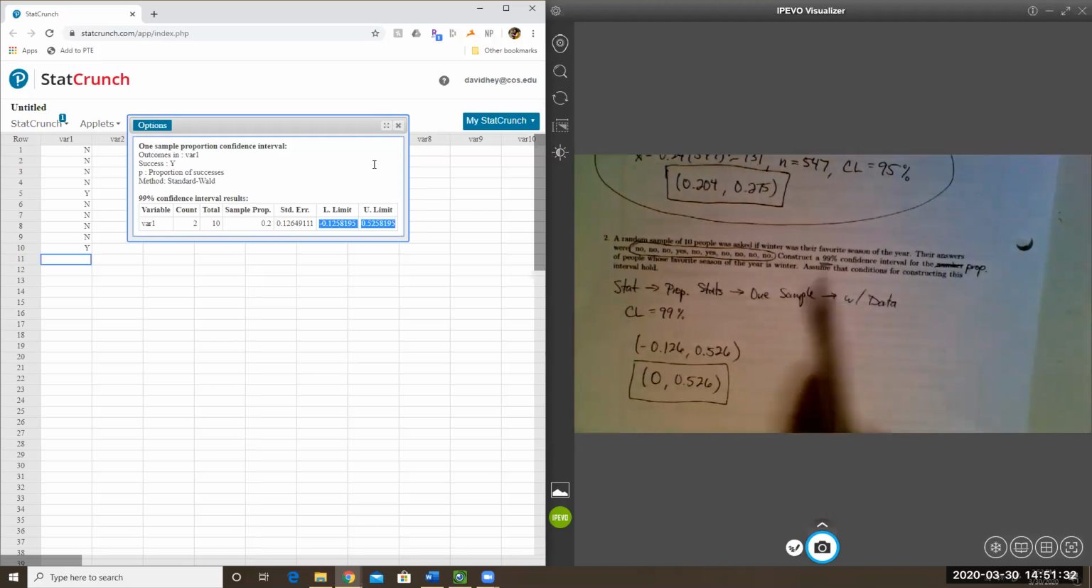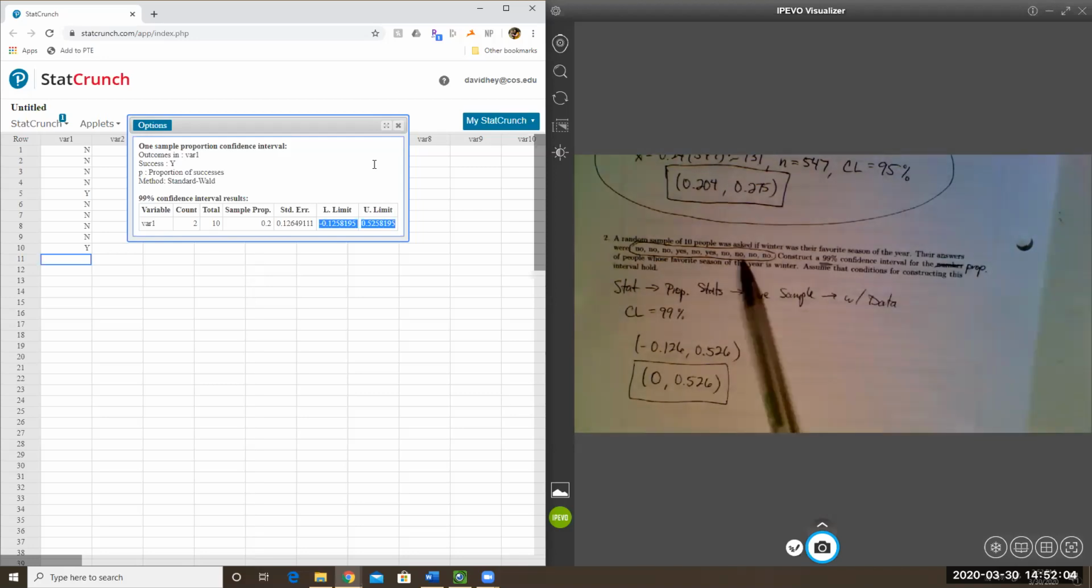And remember, we said the more sure you want to be, the wider your confidence interval needs to be. We also said the smaller your sample size is, the wider your confidence interval is going to end up being. So here we have a perfect storm where we have a large confidence level and a small sample size. That's going to lead to a result that's basically meaningless, right? We're saying that, basically we're saying that somewhere between nobody and more than half of people think that winter is their favorite season of the year. That's just not useful, right?